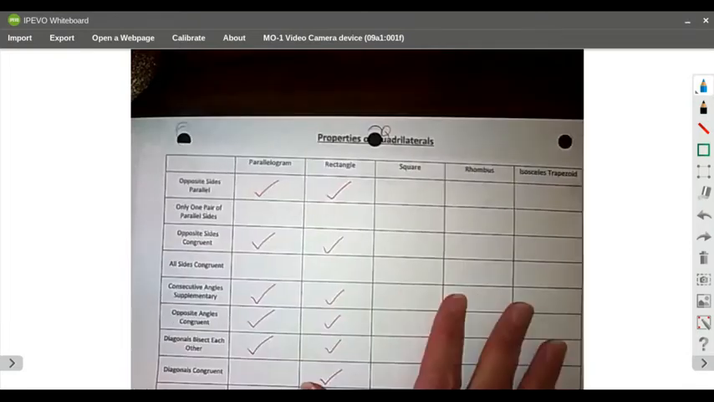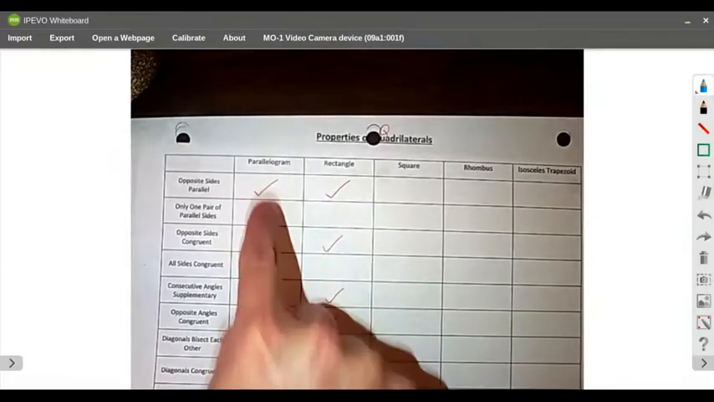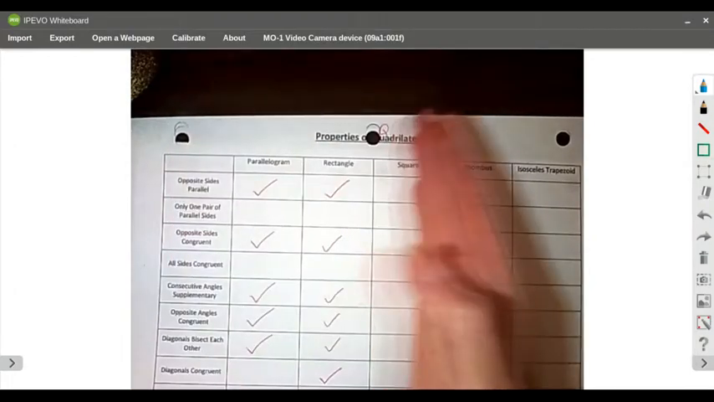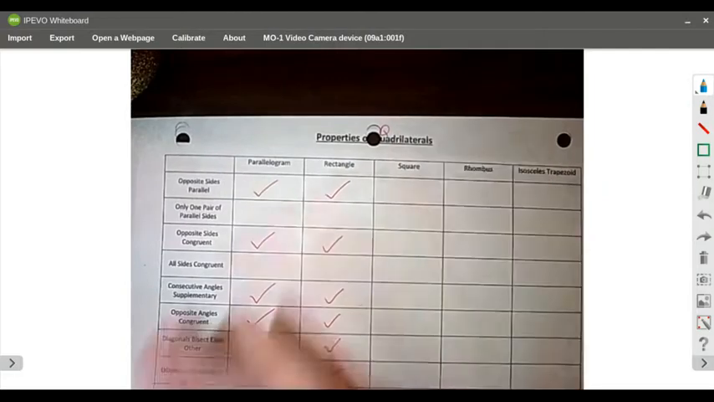So all of these things that are true: opposite sides parallel, opposite sides congruent, consecutive angles supplementary, opposite angles congruent, and diagonals bisect each other. Those are also going to be true for square and rhombus. We're going to do rhombus first.